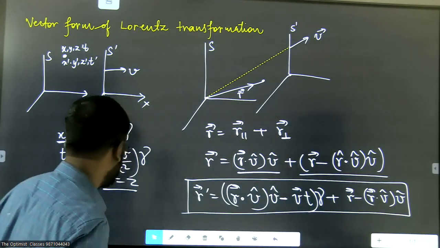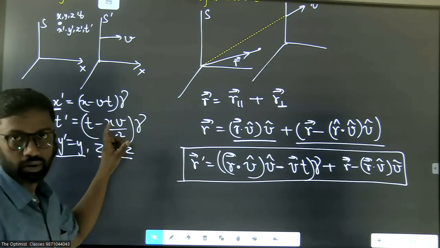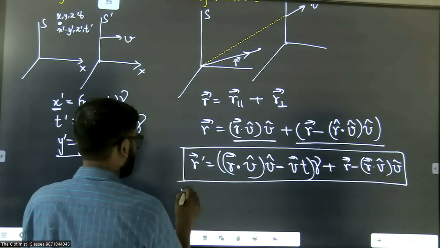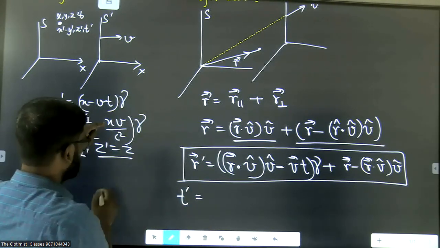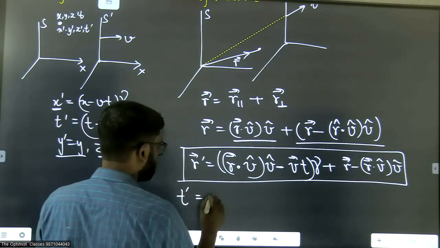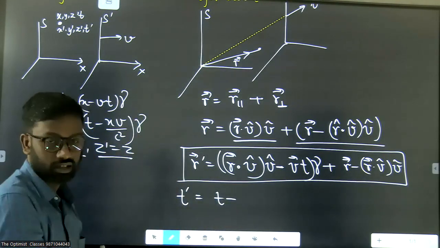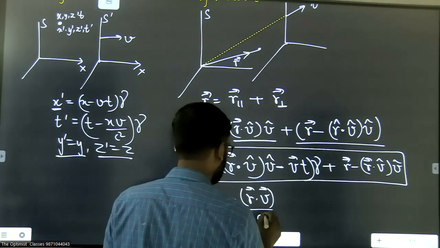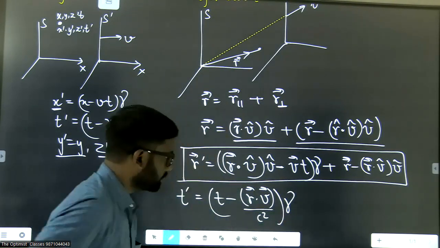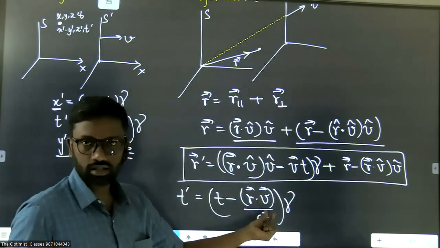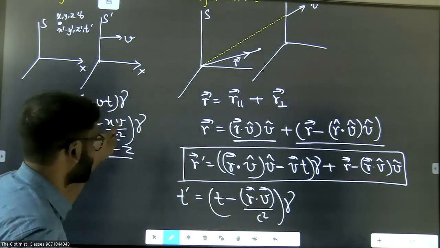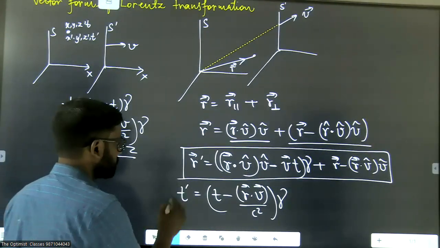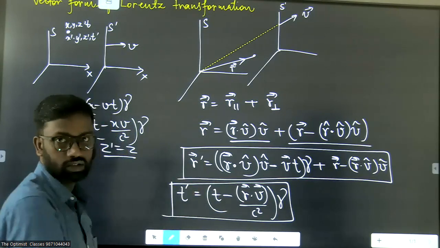And you see in the time transformation, the coordinate which is parallel to the velocity actually comes here. So we can write t primed is equal to, there is no vector here, t minus, we can generalize it like this: r dot v divided by c square, multiplied by gamma. If the velocity is in the i cap direction, the dot product will give you x times v. So this is the general form of Lorentz transformation. The time transformation is almost similar, but the coordinate transformation is somewhat different.